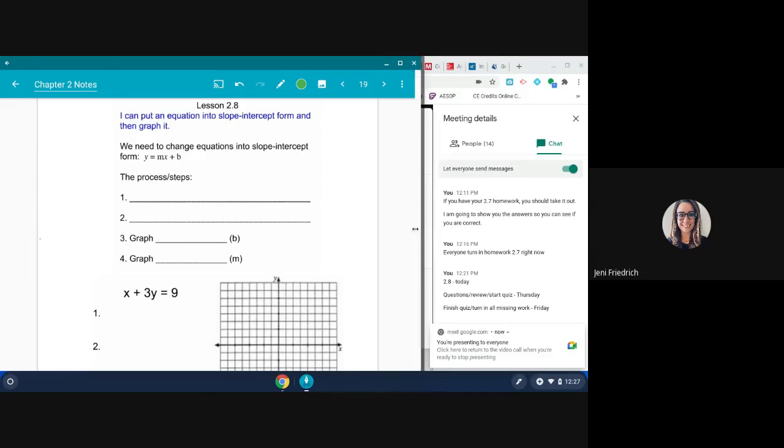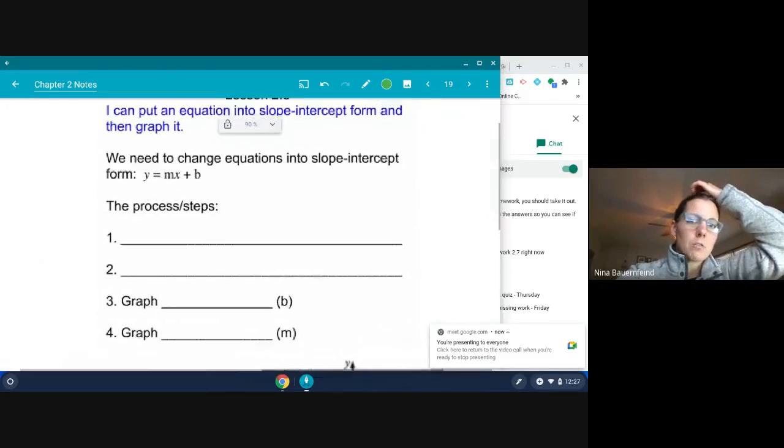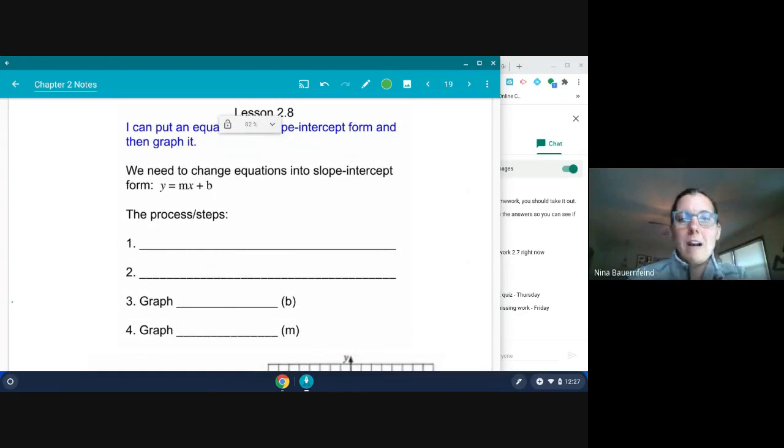Okay. So this is lesson 2.8. This is about putting equations into slope-intercept form and then graphing it. This is a little different because it doesn't look normal. It doesn't look like this. We need to make it look like that.